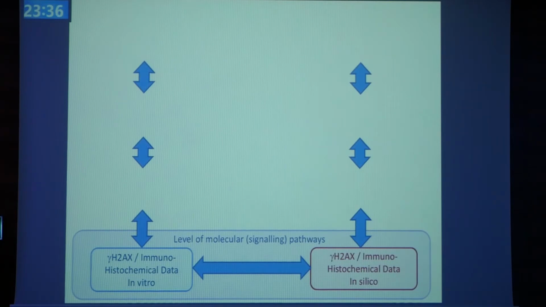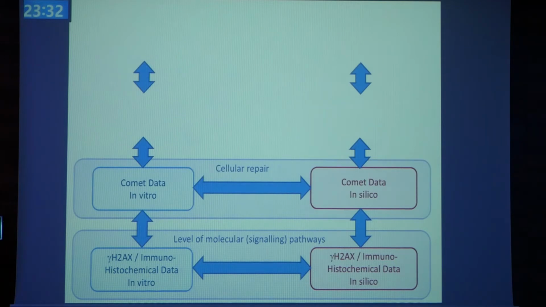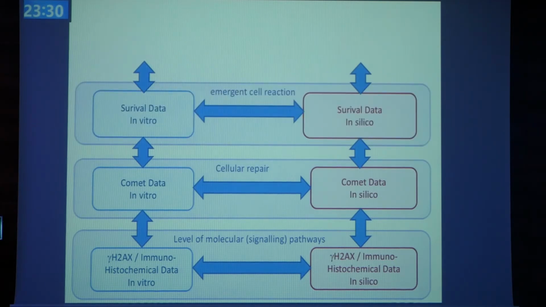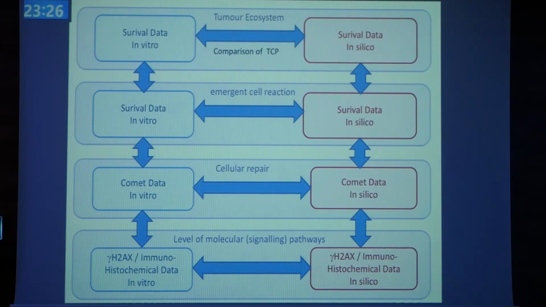So coming back to the levels in the biological system, you have the molecular level, the cellular level, you have the emergent cell reaction, but above we have another level. We have the tumor ecosystem. We have the patient as a dynamic system. And even on this level, you can compare an in silico model, a computer model, with data. In vitro, it's difficult. In vivo, it's better. In patients, it's the best, but it's difficult.